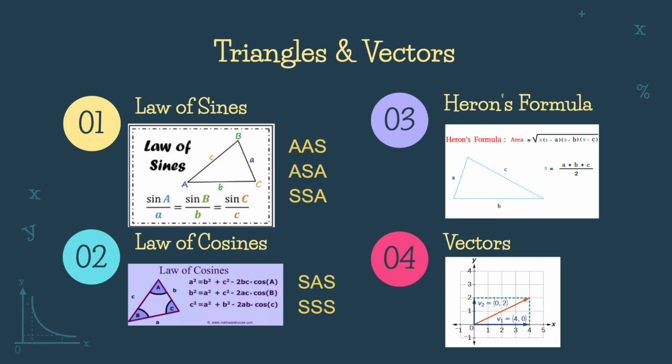To find the area of a triangle with sides of length A, B, and C, we can use Heron's formula as follows. Another interesting topic is vectors, which are basically directed line segments. They are composed of an x or horizontal and y or vertical component, which combined cause the vector to point in a certain diagonal direction.